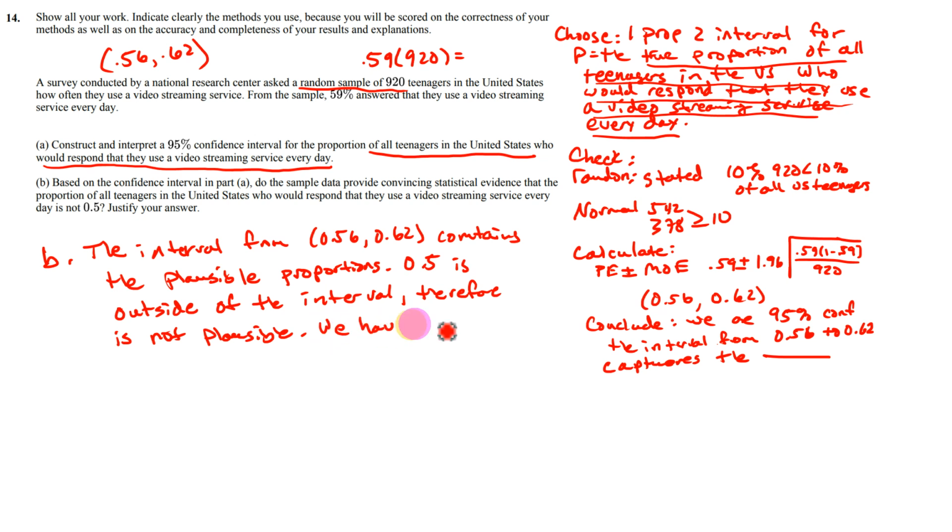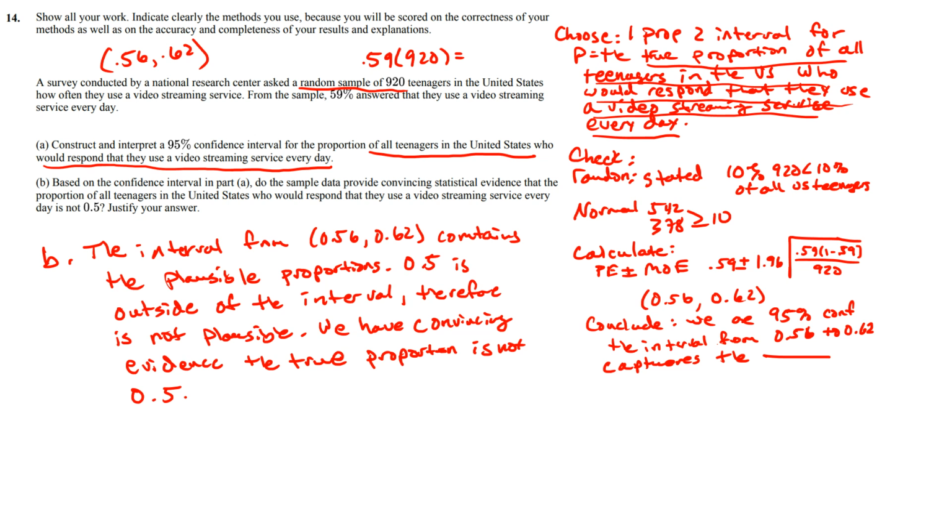We have convincing evidence the true proportion is not 0.5. We actually have evidence that it's higher than 0.5, which our whole thing is above 0.5. But they're just asking if it's not. There's one of those ones, don't try to talk yourself into these things. All you'll do is lose points. Just answer their question. They're saying, is it not 0.5? Yes, we have evidence it is not 0.5.